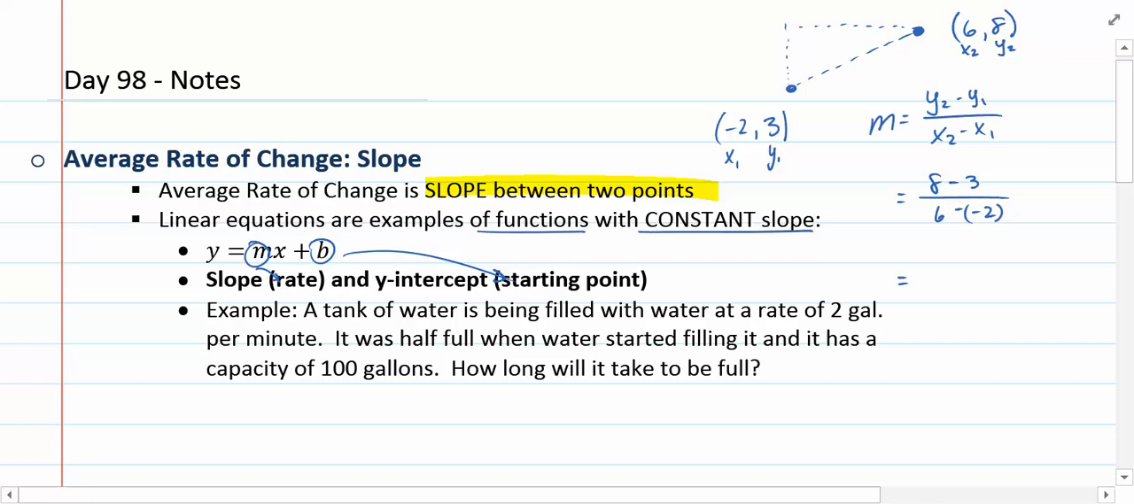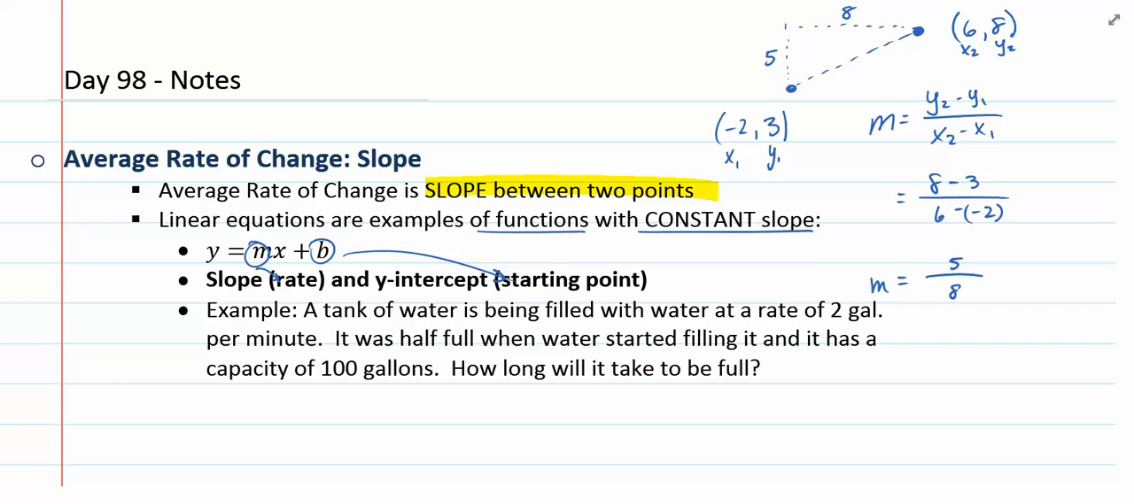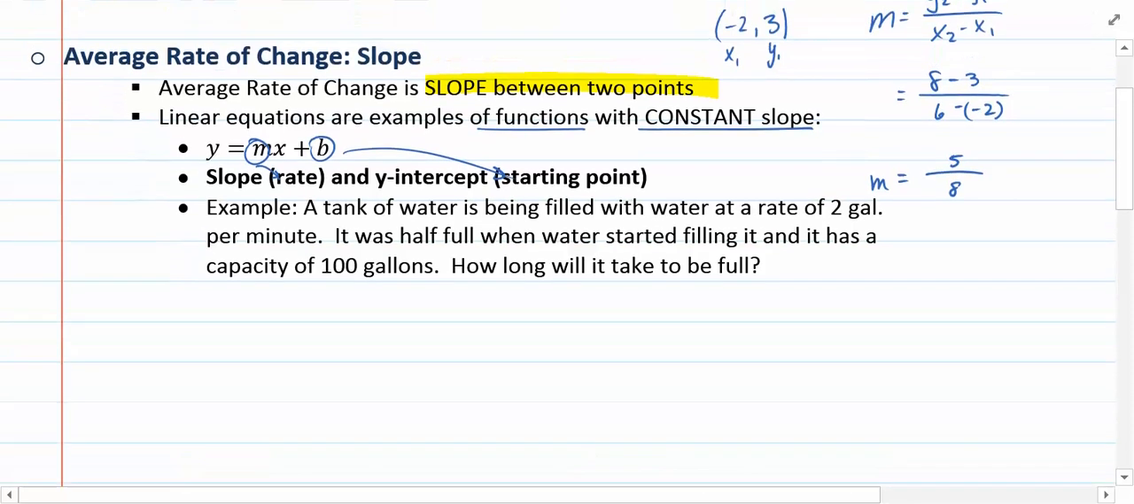When I simplify this, I get 8 minus 3 to be 5, and 6 minus -2 to be 8. We would say that the slope of this particular line that connects these 2 points is 5/8. We have a rise of 5 and a run of 8 in order to reconnect these 2 points. So that's a little exercise in the mathematics behind calculating slope. Let's see how we can use that in a real-world application.